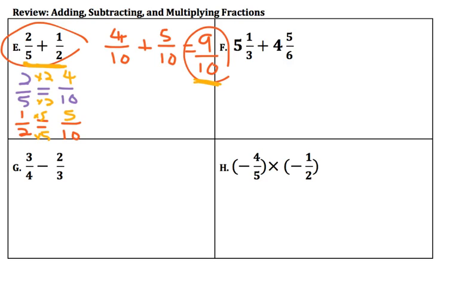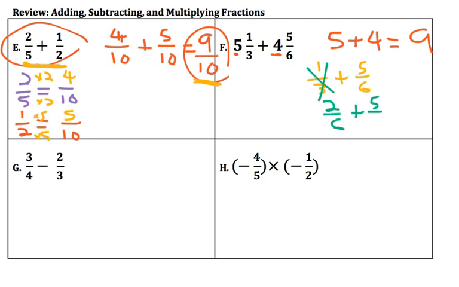Okay, the next question is 5 1/3 plus 4 5/6. So I'm going to start by adding the wholes, which would give us 9. And then 1/3 plus 5/6. First, I'm going to rewrite this as 2/6. Adding those together, I would get 7/6. But 7/6 has pushed me past another whole, because 6/6 would be one whole. So this would be 1 and 1/6 left over.